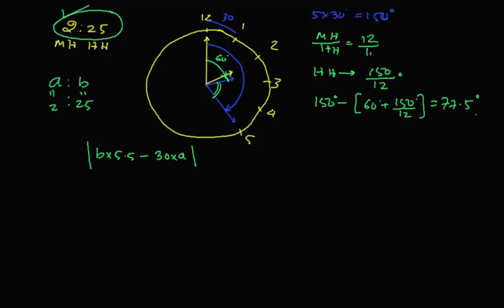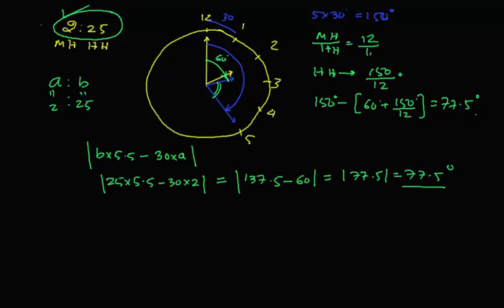Now let's apply the formula to solve this question itself. B here is 25, so I'll get 25 into 5.5 minus 30 into 2, and I'll take the mod of it. 25 into 5.5 is 137.5, minus 30 into 2 which is 60, and again the mod of 77.5, which effectively is 77.5 degrees. So this is the end of the first part of the clock. In the second video, I'll be dealing with the questions based on false clock and two clocks. Thank you.